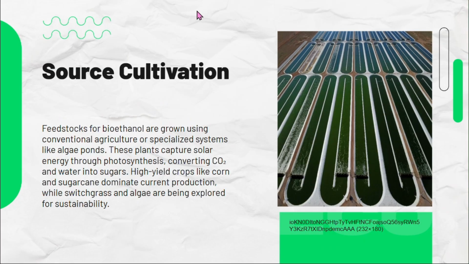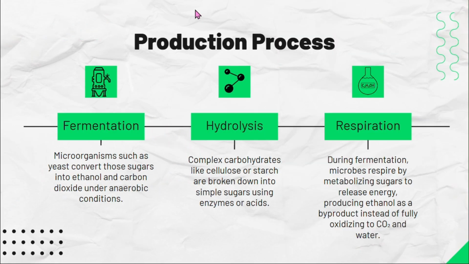Source cultivation. Feedstocks for bioethanol are grown using conventional agriculture or specialized systems like algae ponds. These plants capture solar energy through photosynthesis, converting CO2 and water into sugars. High-yield crops like corn and sugarcane dominate current production, while switchgrass and algae are being explored for sustainability.